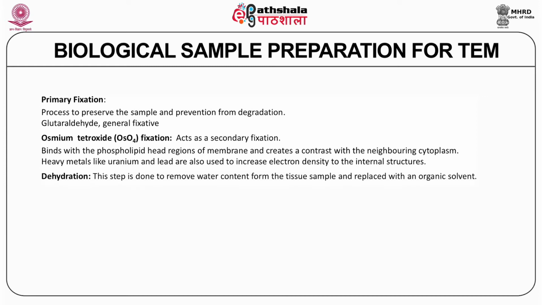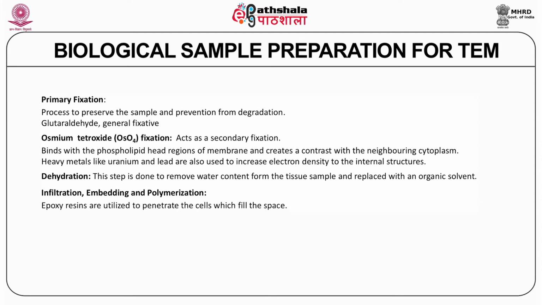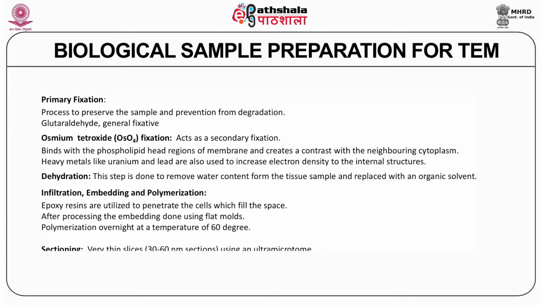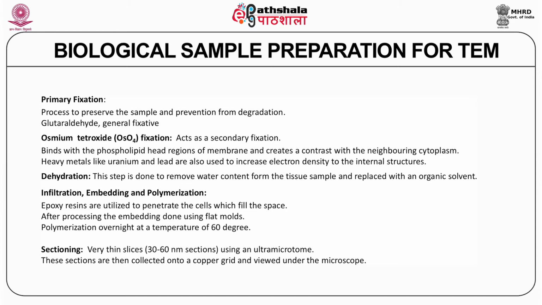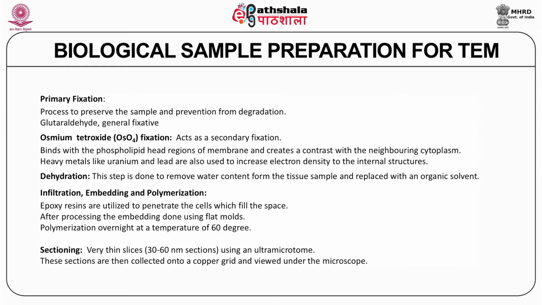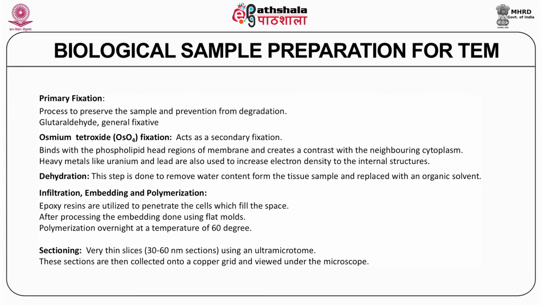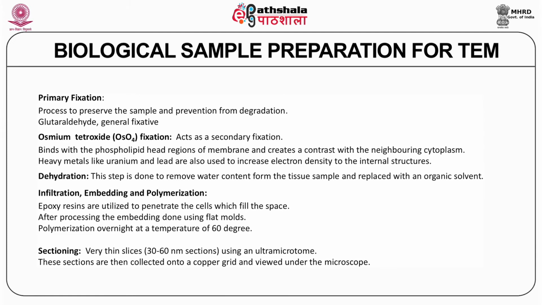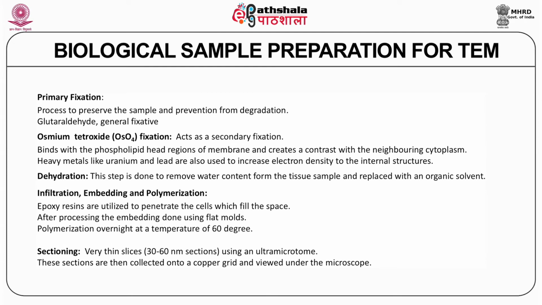Then comes the osmium tetroxide. Osmium tetroxide fixation acts as a secondary fixation. This is the part that takes time in preparing the sample. Also, with osmium tetroxide, the phospholipid head regions of the membrane create a contrast with the neighboring cytoplasm. This also helps in the stabilization of many proteins by transforming them into gels, and therefore they don't destroy the structural features. By fixing the sample, you are trying to ensure that it is not destroyed and it is in the same condition or structure in which you originally gave it.